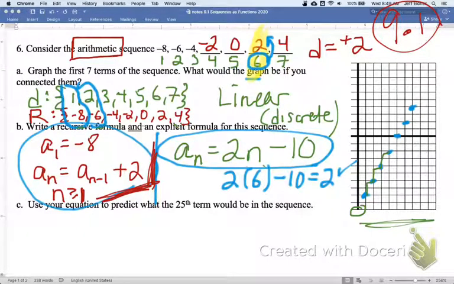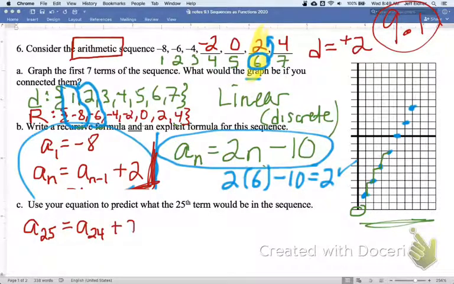But the explicit function is really beneficial because for the next part, on part C, use your equation to predict the 25th term. That would be difficult. To get the 25th term with the recursive function, we'd need the term before it, the 24th term plus 2. Well, I don't really know what the 24th term is. I'd have to figure out the 23rd, and then the 22nd. I'd have to keep going backwards. I don't really want to have to do that.